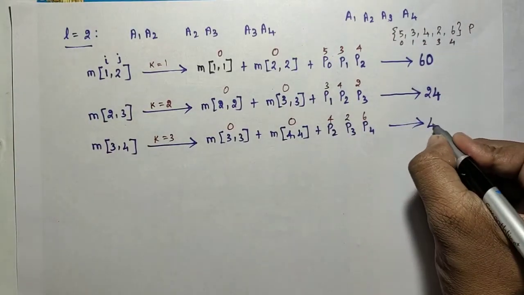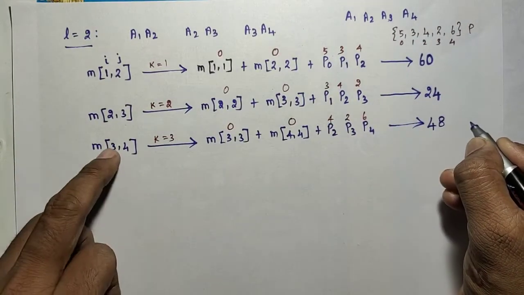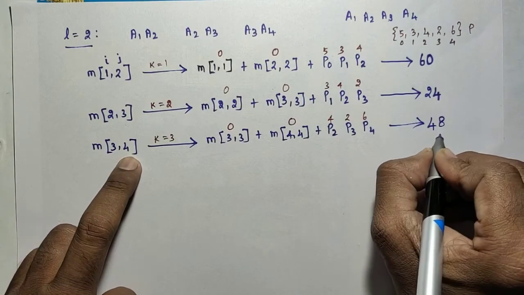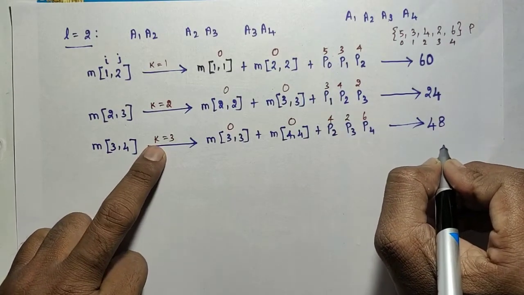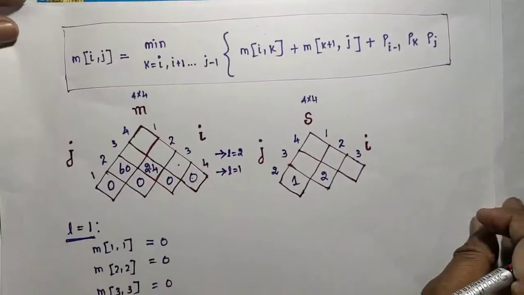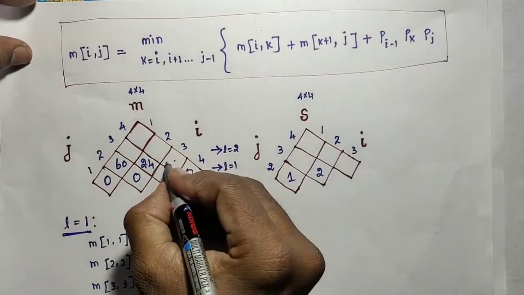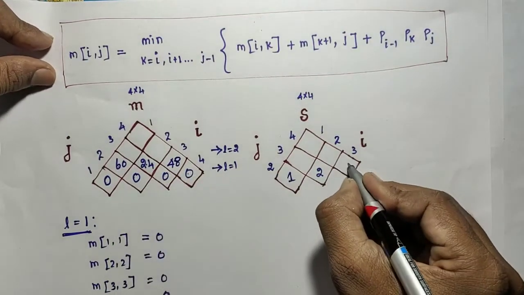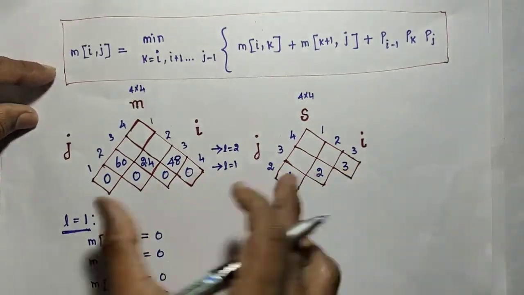So to multiply A3 to A4, we need a minimum multiplication of 48 with the split position as 3. So that has to be filled here. So for M of 3 comma 4, the minimum multiplication needed is 48 with the split position as 3.